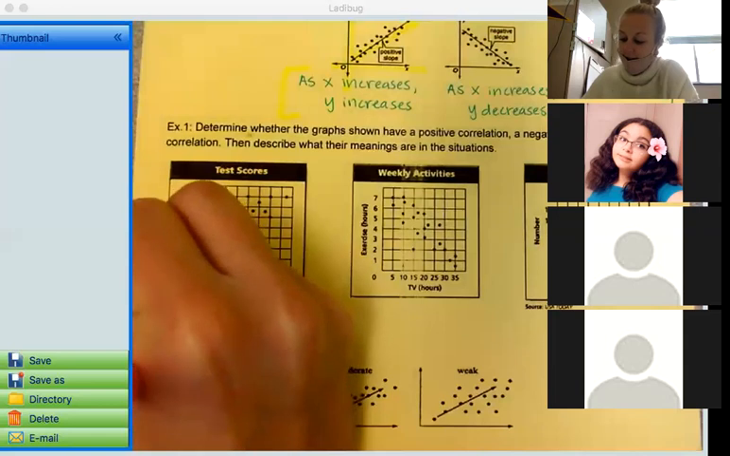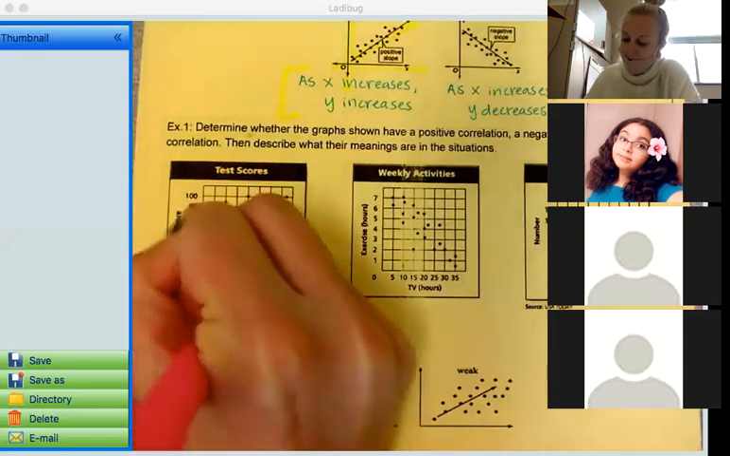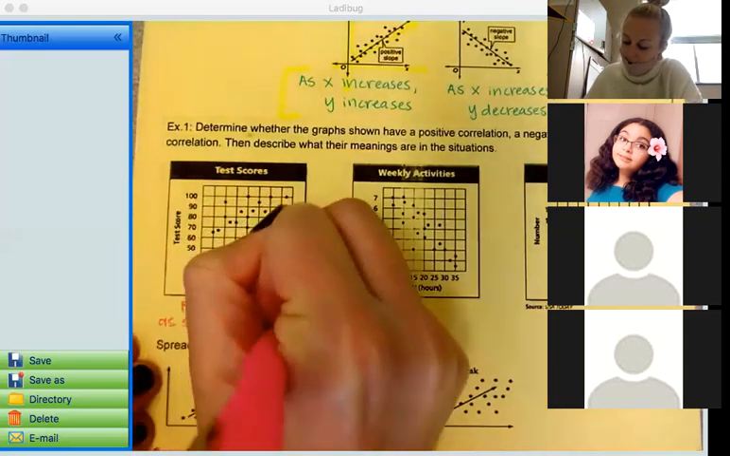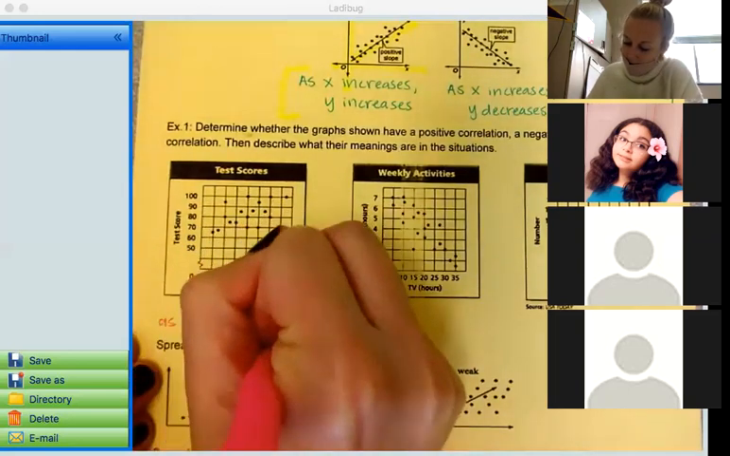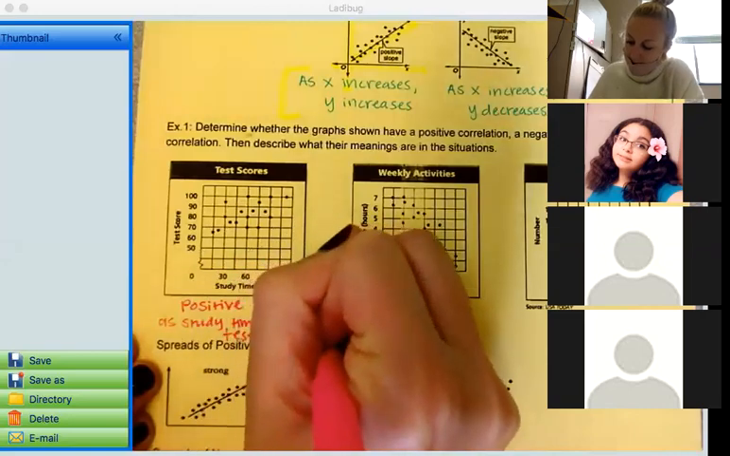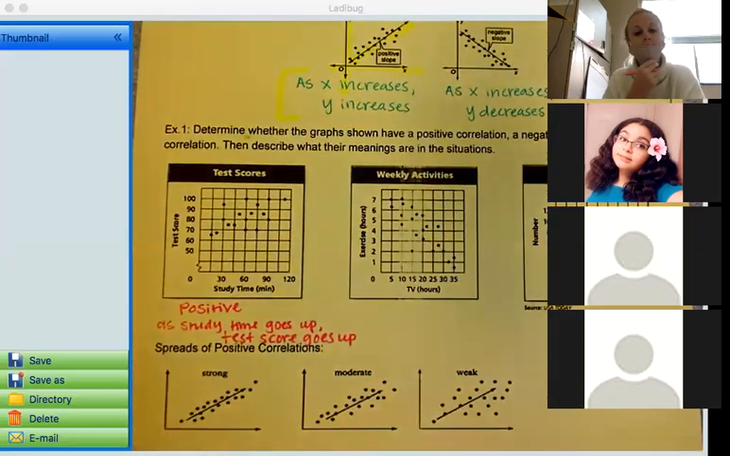I just said as study time goes up, test score goes up. I needed you to say something like that though. So you could have said, the more you study, the higher your test score. As study time goes up, test score goes up. Something along those lines. Does that make sense? Did y'all do this in middle school? Something like this? Okay. All right, what about the second one?